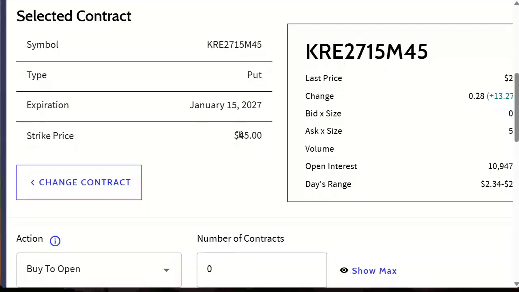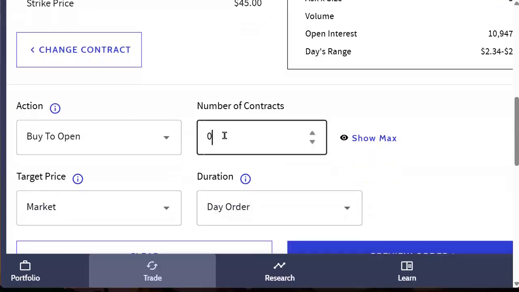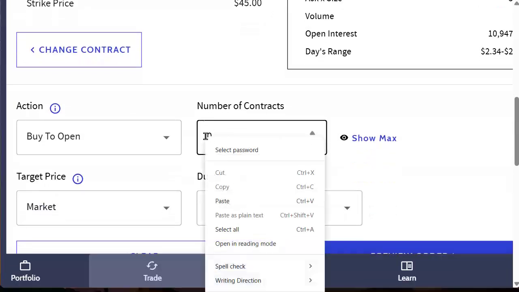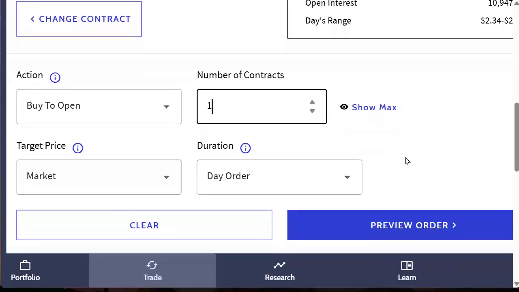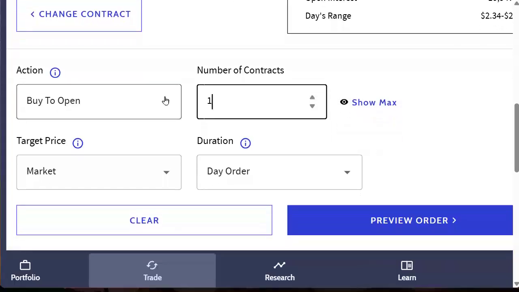Everything over here looks the same. How many of these do we want? We just want one. Okay, so just select one. You can use the up arrow, I guess, to select one. And we want to buy it right away when the market opens, or, and we'll do this next, we could do a limit order. Okay, and I'll show you how to do this.